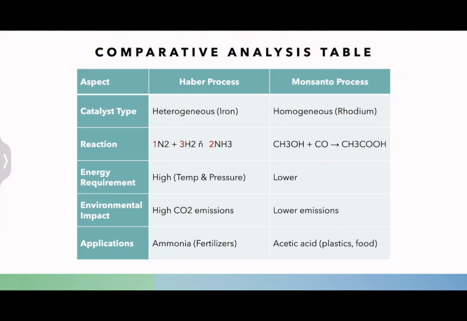As for the environmental impact, the Haber process produces high CO2 emissions, while the Monsanto process produces much lower emissions. For the Haber process, you get ammonia as the product, which can be used to make fertilizers to grow crops, while the Monsanto process produces acetic acid, which can be used for plastic production and also for food production as well.